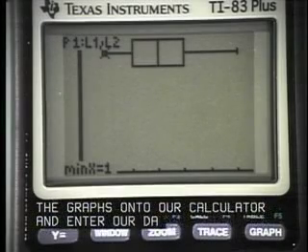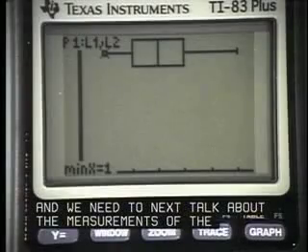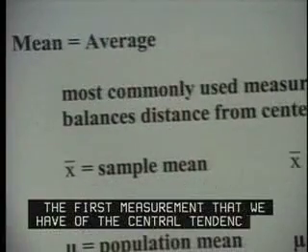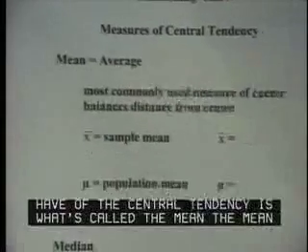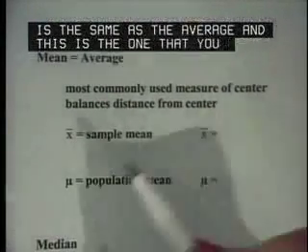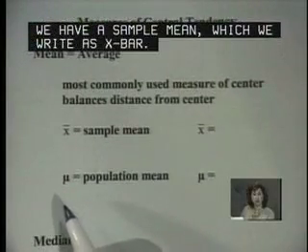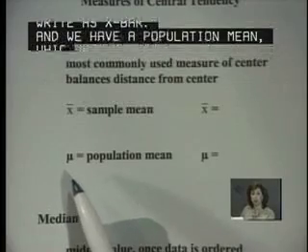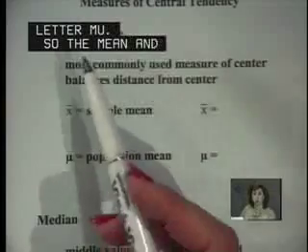And we need to next talk about the measurements of the central tendency. The first measurement that we have of the central tendency is what's called the mean. The mean is the same as the average, and this is the one that you most often have used. We have a sample mean, which we write as x bar, and we have a population mean, which we write as the Greek letter mu. So the mean and the average are interchangeable words.